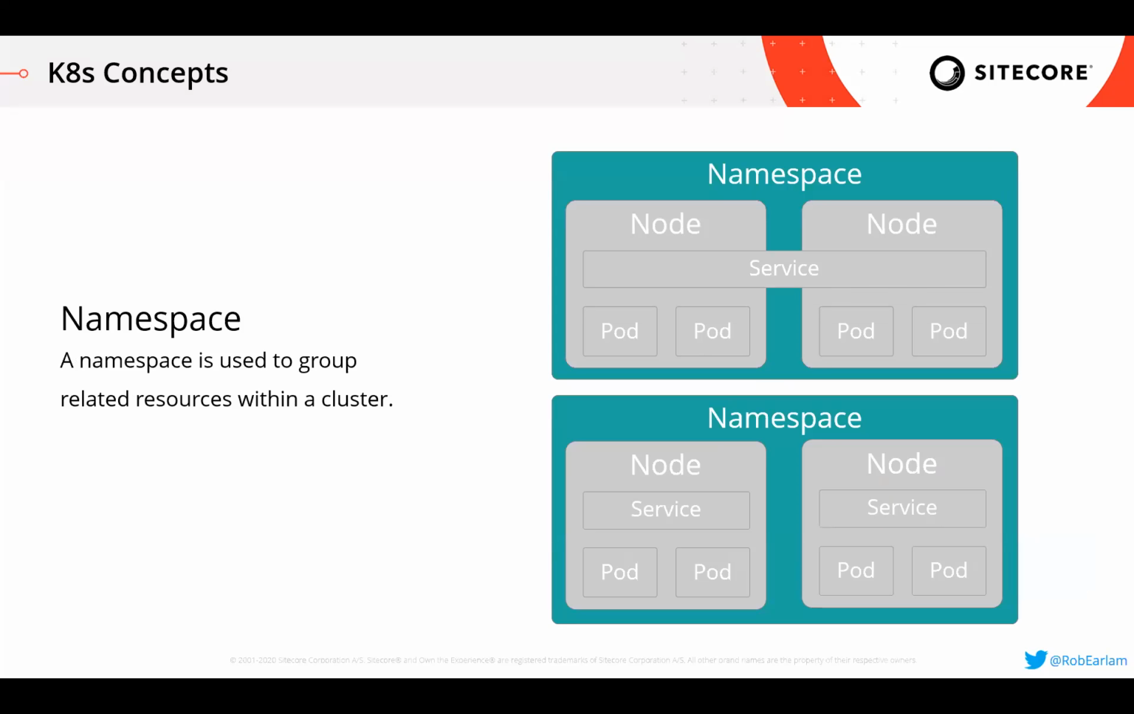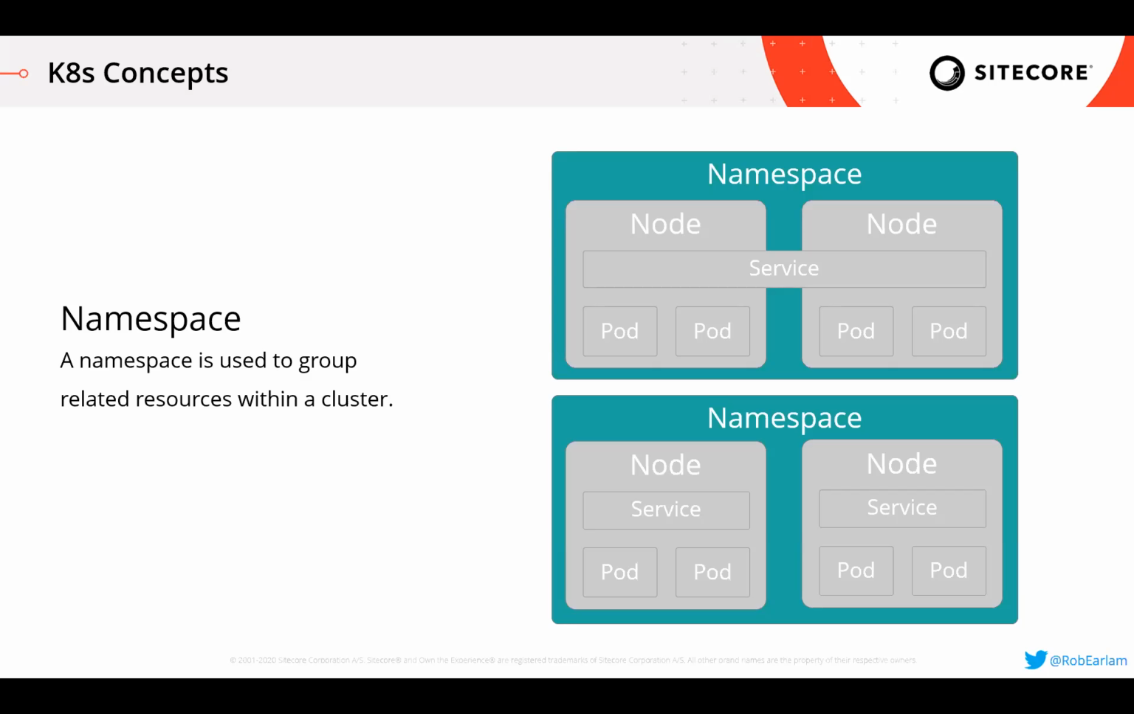The last thing we have is the concept of a namespace. A namespace is a way to basically group a set of resources within a Kubernetes cluster. In my head, I like to think of them as similar to a resource group in Azure. So it allows you to group together one set of objects that are all related to each other.